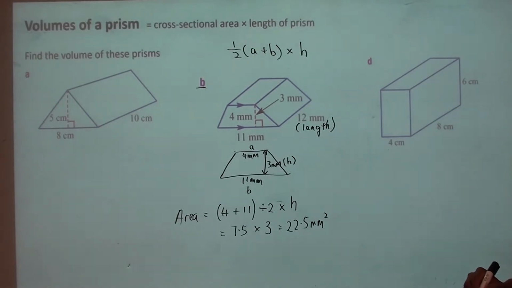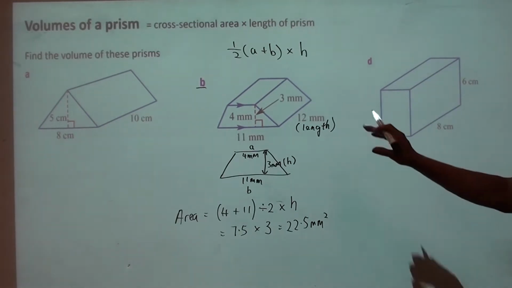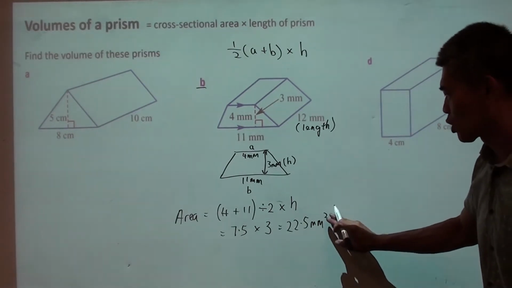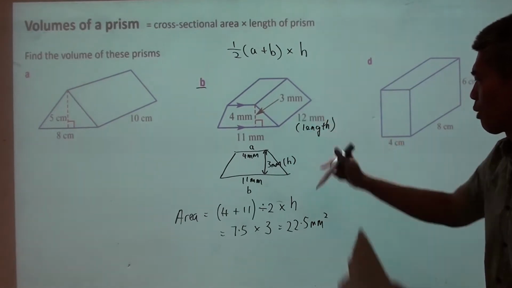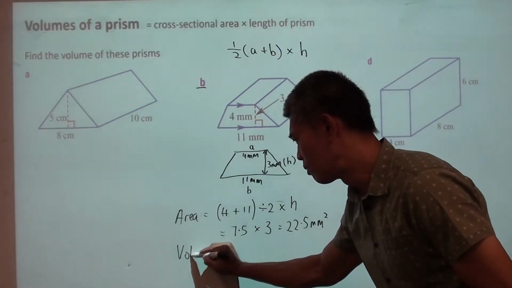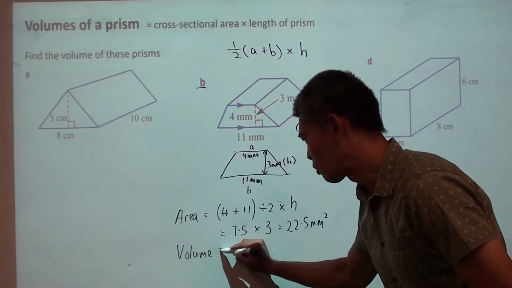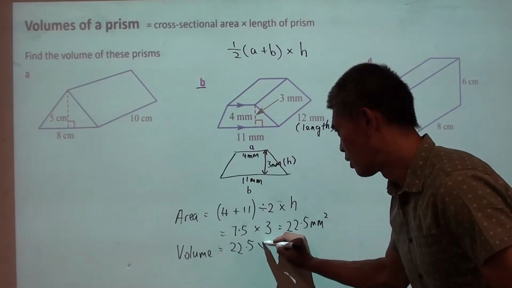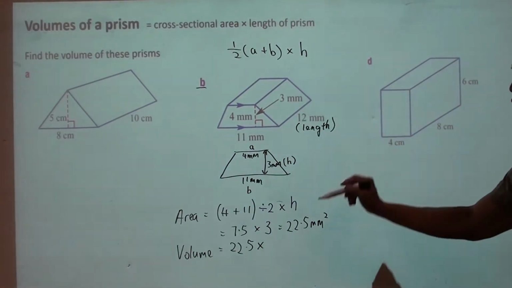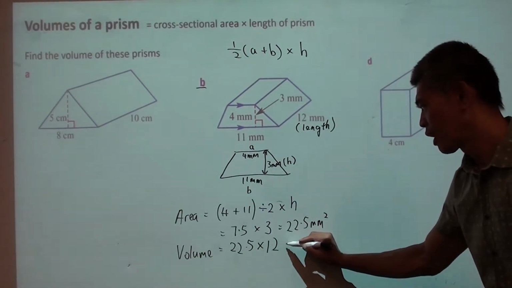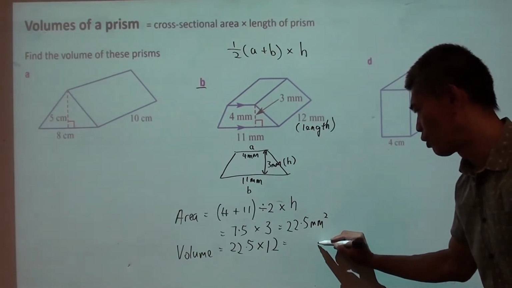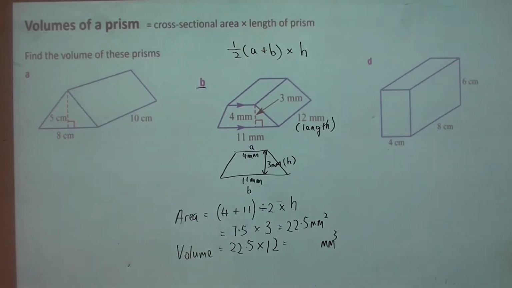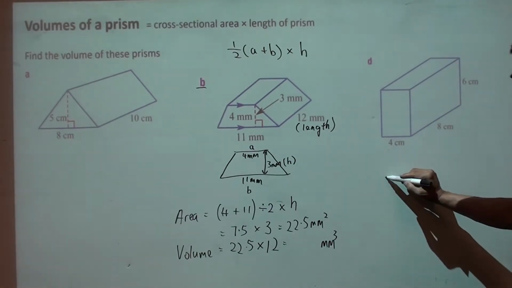Alright, so let's find the volume now. So the volume is equal to the cross-sectional area, which is 22.5 square millimeters multiplied by 12. So volume is equal to 22.5 multiplied by 12 over here, and that gives you your volume in millimeter cube. Alright, so let's find out what that is.